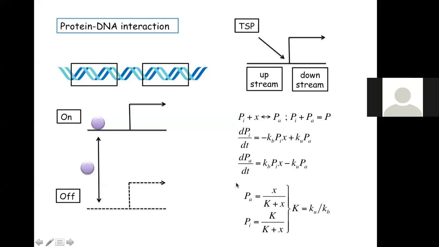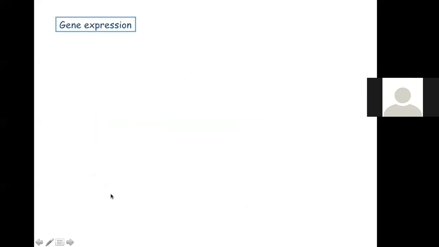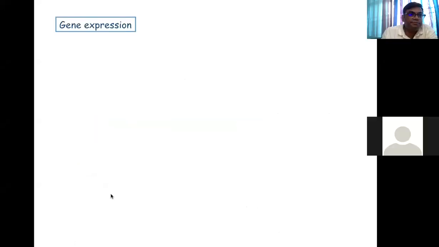So given this background, we now know the time evolution of X, and we also know the probability of the system being in the on state and in the off state. So we are ready to talk about the gene expression.